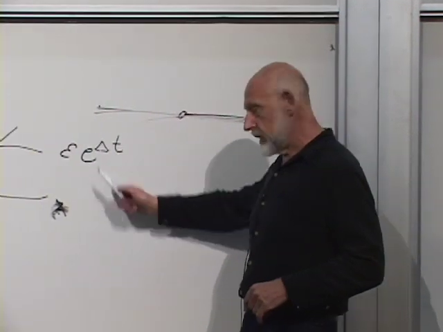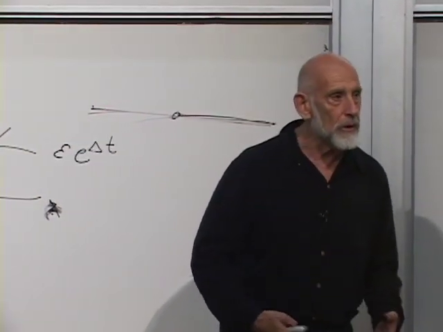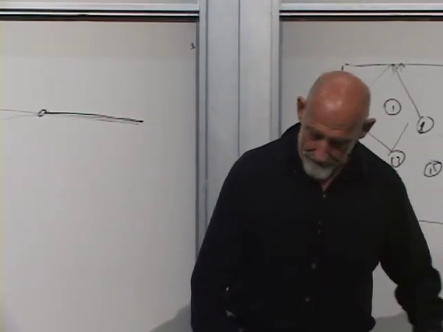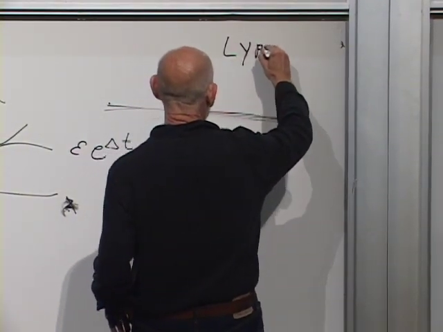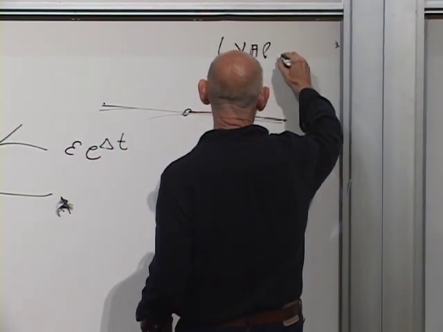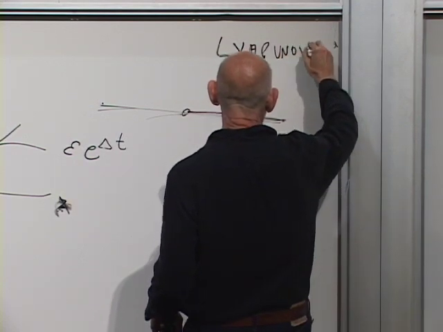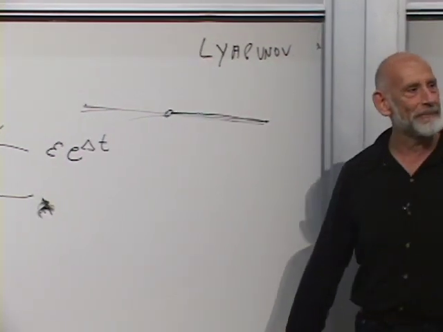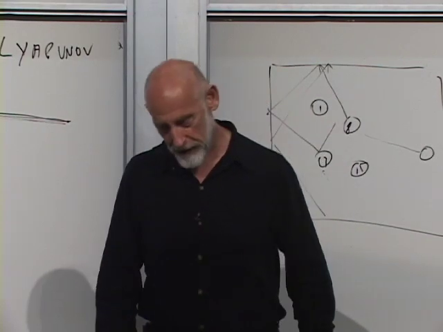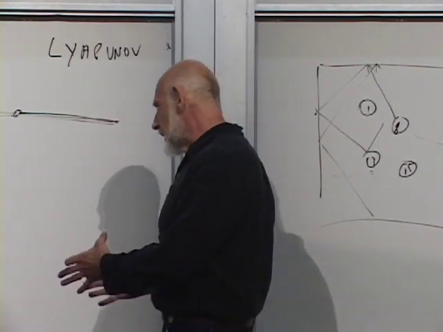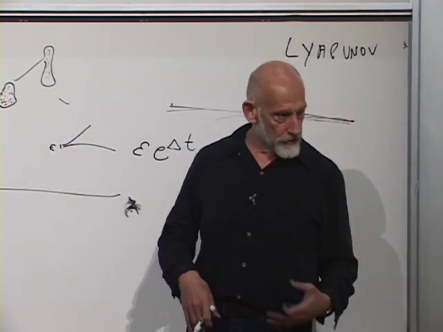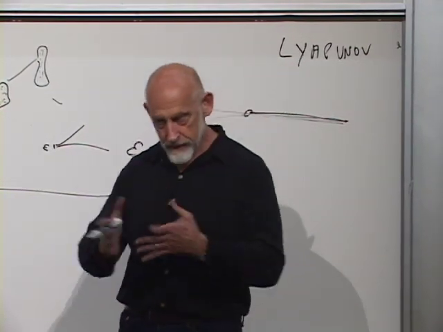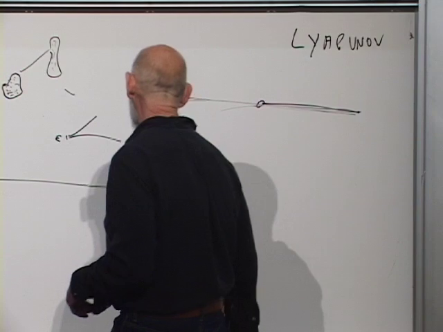This number here is called an exponent, or a Lyapunov exponent. Lyapunov. Oh boy. Yup, the Lyapunov exponent. And it just represents the degree of instability. It's generally positive, and away you go.